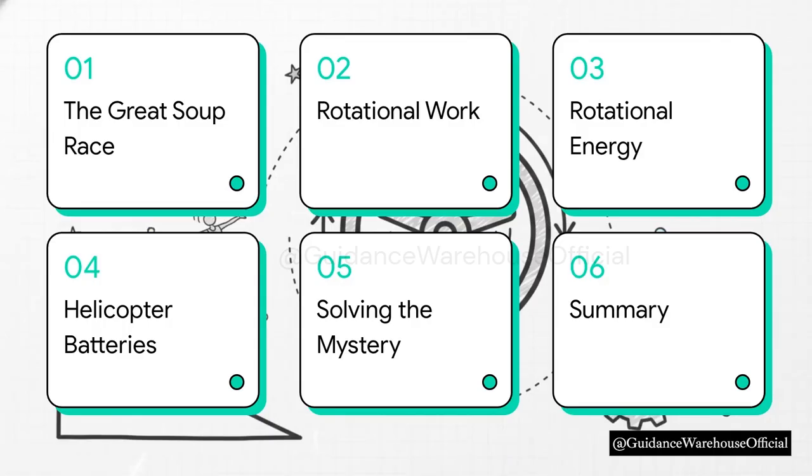By the end of this explainer, you're going to understand the fundamental physics concept of rotational kinetic energy, the exact mathematical formula behind it, and exactly how to apply it to solve our soup mystery. To get there, we'll quickly cover the Great Soup Can Race, work in rotational motion, the rotational energy formula, helicopter blades as batteries, solving the soup mystery, and finally, a summary and final thought.